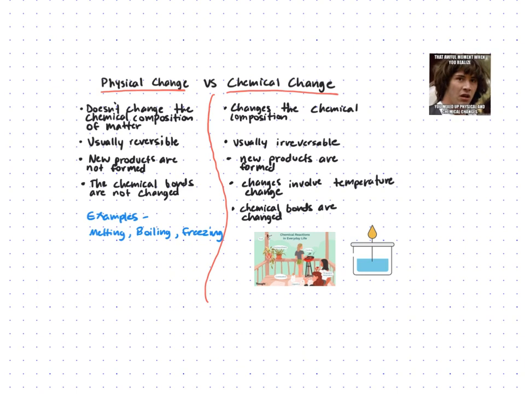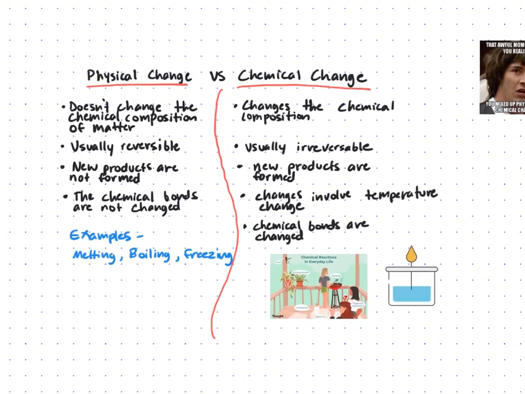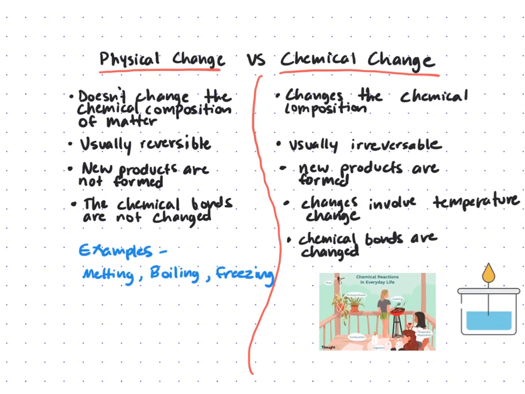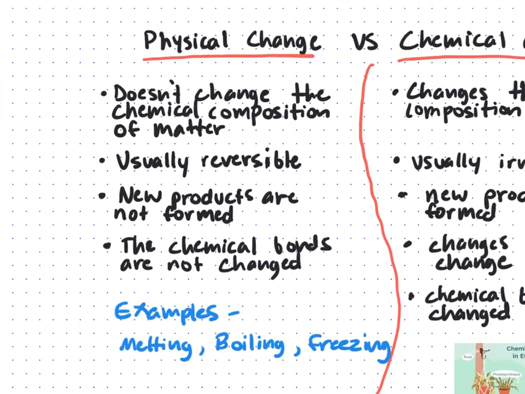So here we have a table, and our table will help us compare the difference between physical and chemical changes. First, as far as a physical change goes, the change doesn't create a new type of matter. There is no change in the chemical composition. Physical changes are usually reversible.